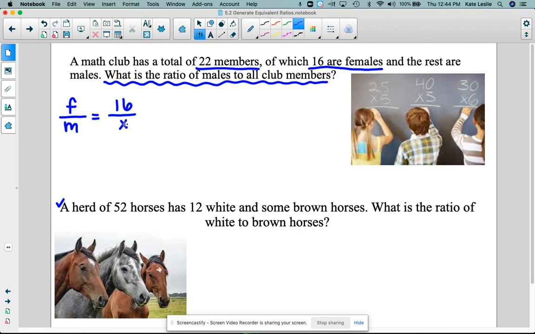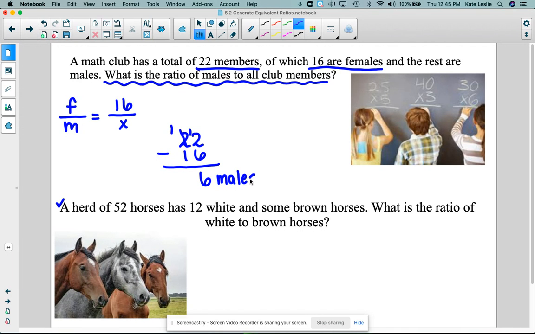The other piece of information they give us is that there are a total of 22 members. So if there are a total of 22 members and 16 of them are females, the rest have to be males. So when I subtract out the 16 females, the remaining, which ends up being 6, are males.